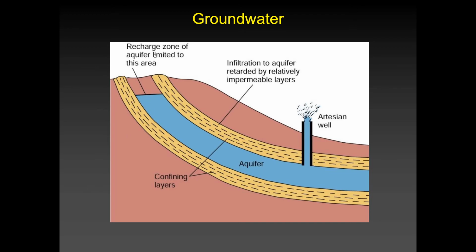So here is where it's recharged, and if you've taken any physics class, you know that in order for water to balance out, it has to be equal. Because the water zone is above where this well comes out, this pressure is going to cause the water to kind of spew out of this area. I don't know of any such examples of it.